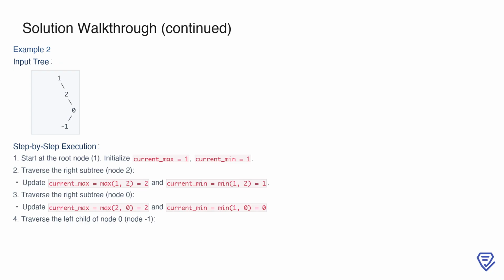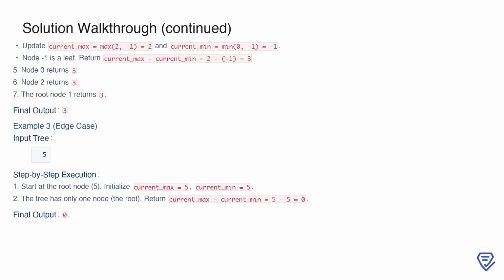Next, let's consider another example where the tree is skewed to the right. Starting with node 1, we initialize the maximum and minimum values to 1 and move down its right subtree to node 2. At node 2, the maximum is updated to 2, and the minimum remains 1. Continuing further, we reach node 0 and then its left child, node -1. At node -1, we update the current maximum to 2, and the current minimum becomes -1.